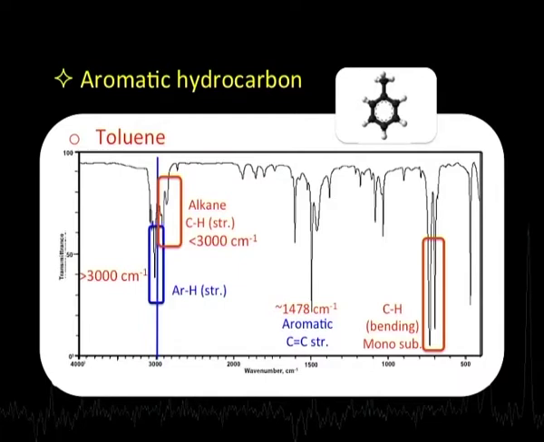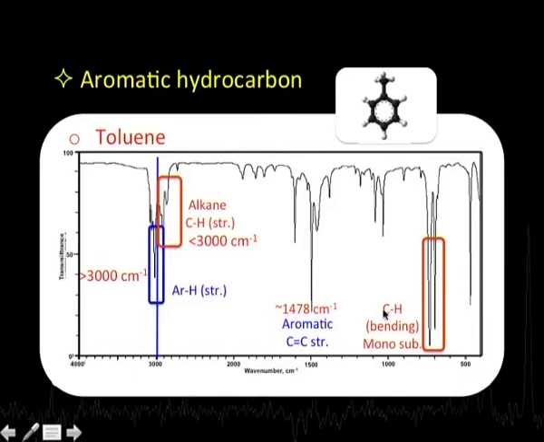So, in this case, what is being shown on the spectrum is typical of mono substitution. The two signals over here, the way they are, are typical of the mono substitution, and we know that this is a benzene ring substituted by a methyl group. So, that is the spectrum for the toluene molecule.